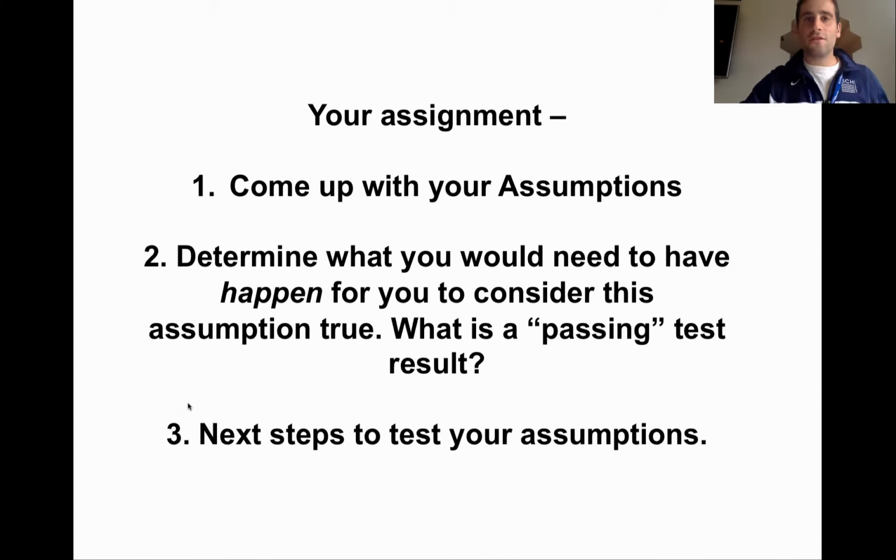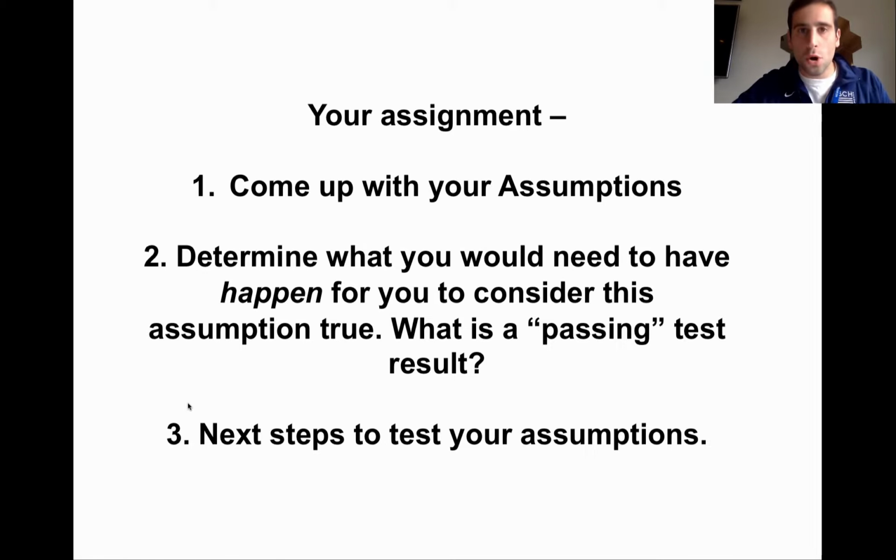So your assignment for this week is first to come up with these assumptions. What are the key things that you're betting on being true in order for your business, service, or nonprofit to be successful? Then step 2, you're going to determine what you need to have happen for you to consider this assumption true. What would be a passing grade on a test? Okay, and I'm going to tell you a little bit more about what I mean by that in a second. And then the third step is to test your assumptions.